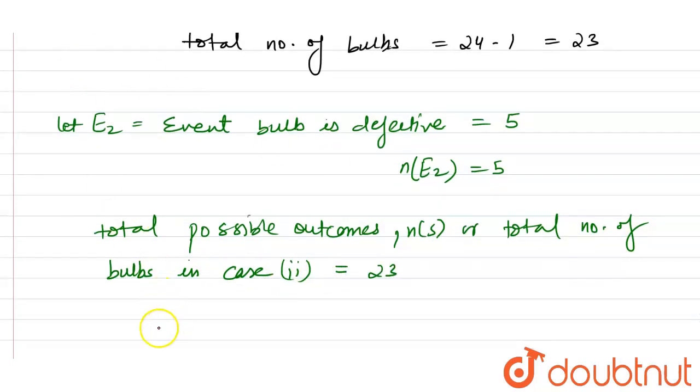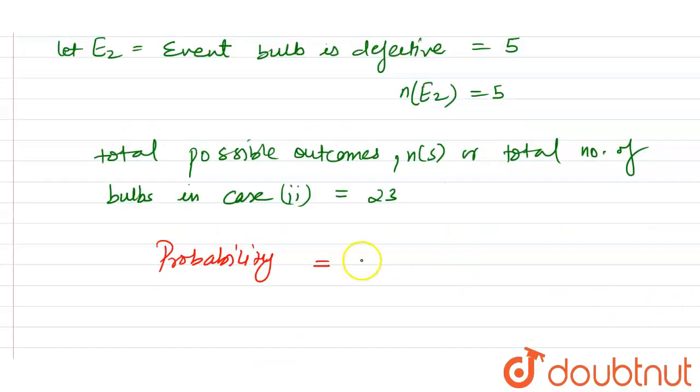So in the second case, probability is equal to total favorable outcomes, which is 5, and possible number of outcomes is 23. So in the second case the probability such that the bulb is defective is 5 by 23.